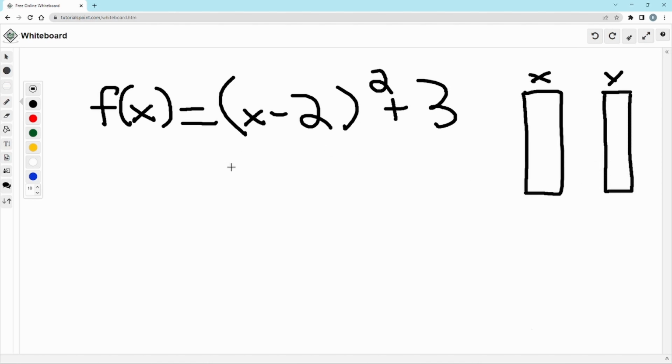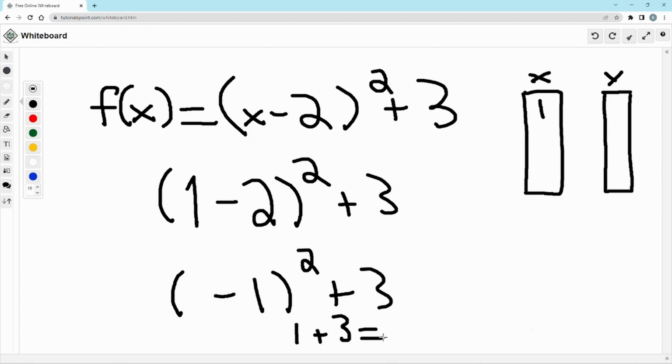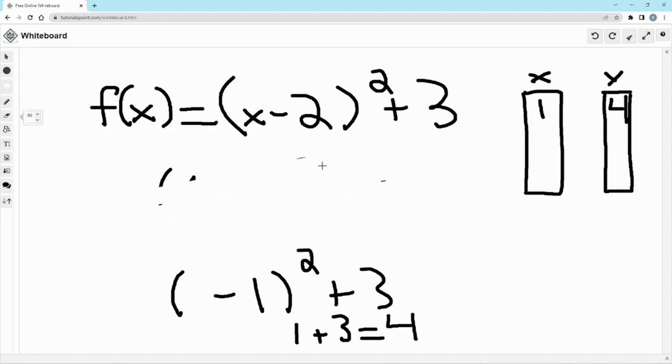So, let's say x equals 1. So, 1 minus 2 squared plus 3. So, 1 minus 2 is negative 1, squared is 1, plus 3. So, 1 plus 3 equals 4. So, when x is 1, y equals 4.